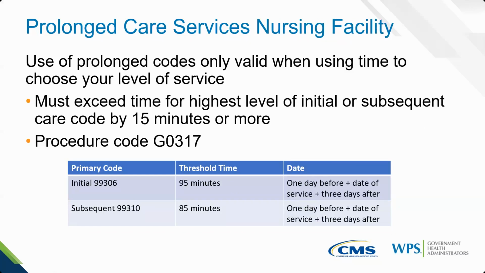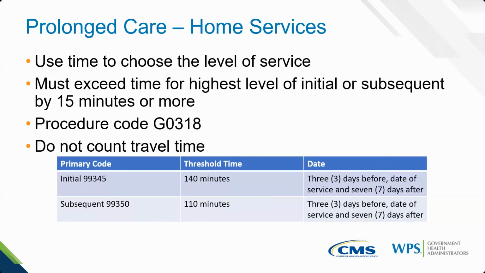And then for nursing facility services, you'll notice on here that when you look at the chart, it's 1 day before the date of the service and then 3 days after. And the same thing holds true. You meet the time requirement for your procedure code on the date of the encounter. Any additional time to meet that prolonged care service can be done the 1 day before or 3 days after or on the date of the service. And then we have prolonged for home services. Again, it's the same thing. You have a threshold of time to meet, and this one is 3 days before the date of the service and then 7 days after.